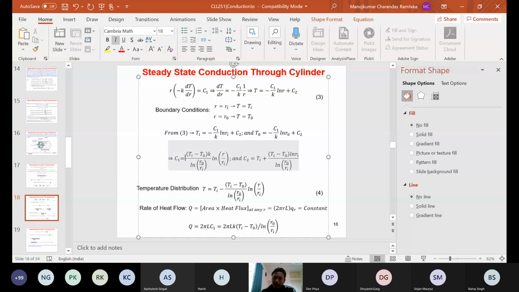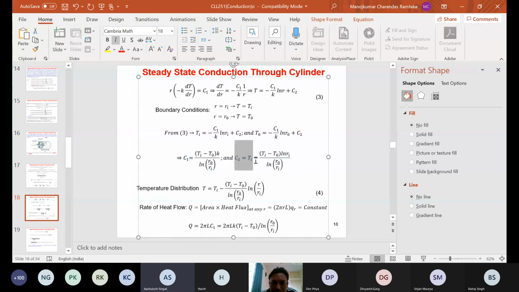Okay, yes. This part, this is just a cut paste thing. Sorry, this will not be there. Yes. Thank you. So this C2 is correct. We didn't solve for C2 right now. C2 is correct, right? Yes, sir, probably.